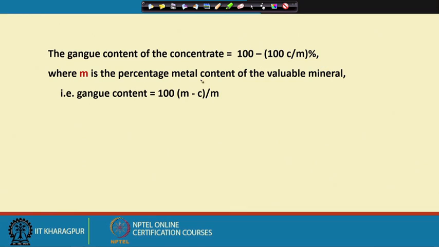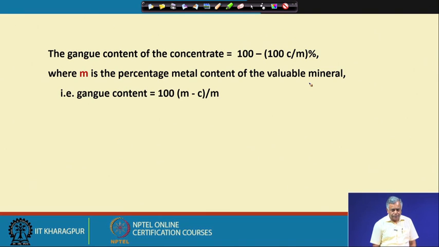That is, m is the percentage metal content of the valuable mineral. So, what it is comparing with is, in the purest form of that particular mineral, what is the assay? So, if I have an iron ore with 60% iron content, that means the remaining 70 minus 60, that is 10%, must be the gangue, must be some other material which is not hematite.